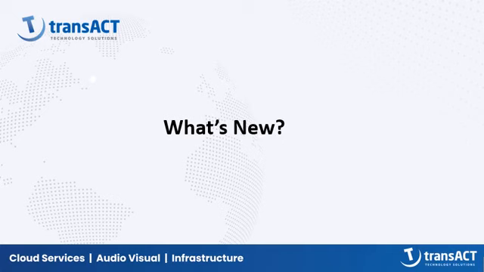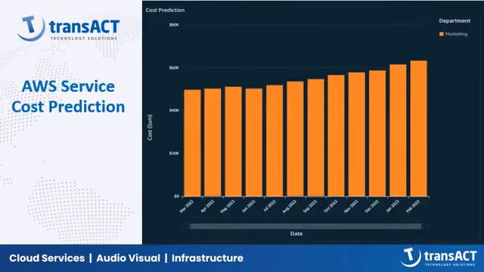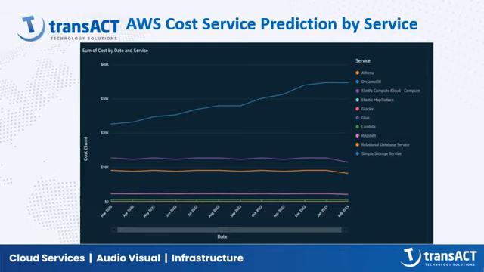So what's new within FaaS recently? So recently we developed the AWS service cost prediction, and that shows you your costs over the next 12 months or so, what the prediction is. And then what you can do is drill down beyond that and look at the actual services. And we can do this, say, for instance, by department, and then you can see what services are going to be increasing or decreasing over the next 12 months.